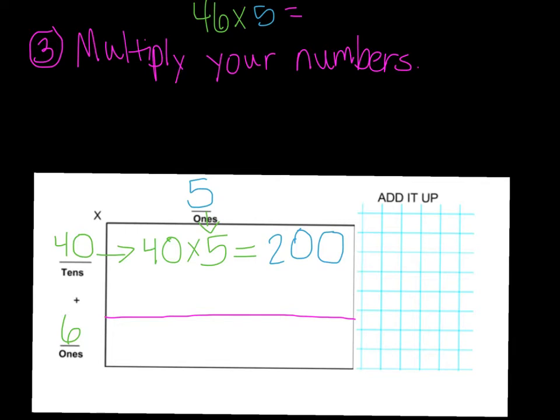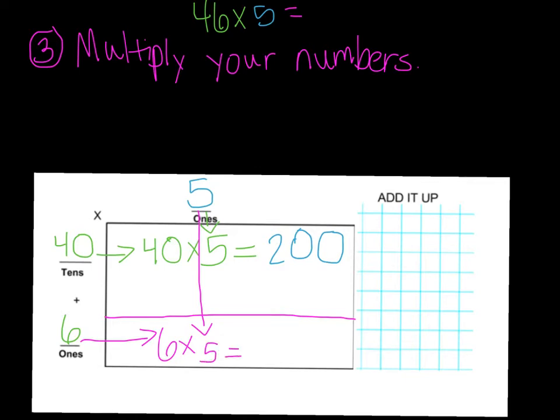The next step we're going to do is multiply the next set of numbers. So I'm going to do this in a different color so it's easier for you to see. I'm going to take from my left-hand column the 6, and I'm going to multiply it by that top number, 5.